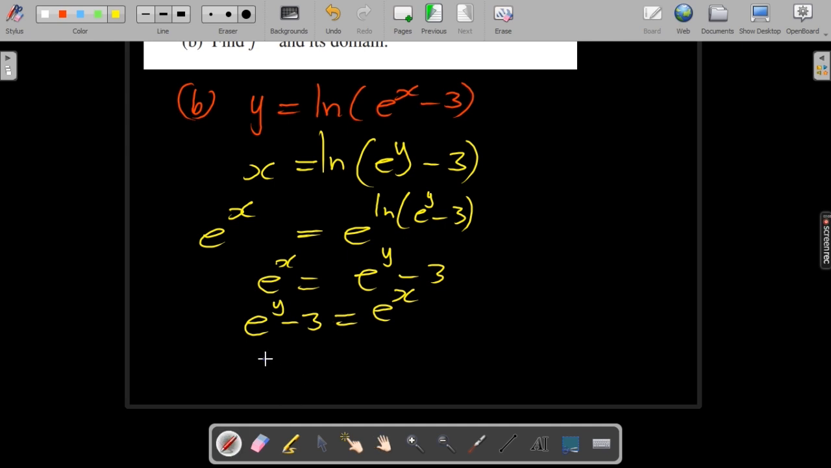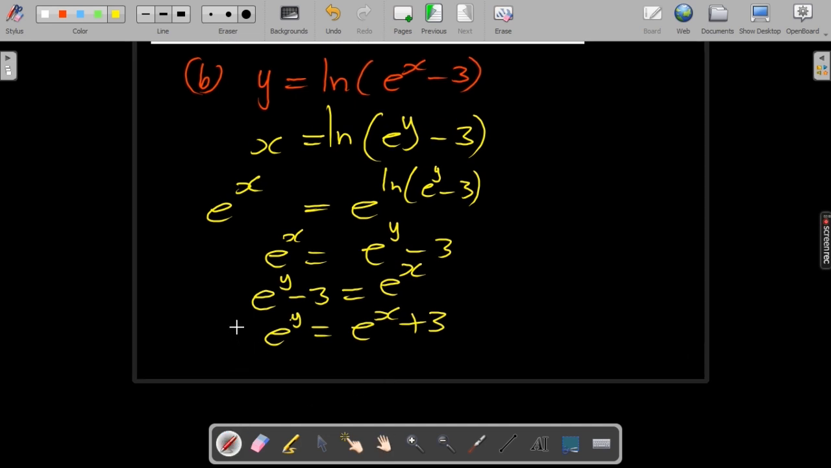Okay. Then I'm going to isolate the y, and that requires me to move this to the right hand side, so now it's plus. Then I'm going to find the ln of both sides, and here that allows me to bring the y down. On this side I just have ln of e to the power x plus 3, and that will be our inverse. So that is our f inverse over there.